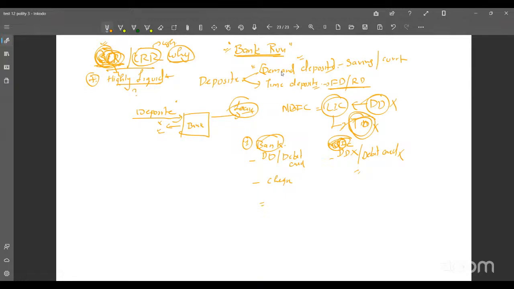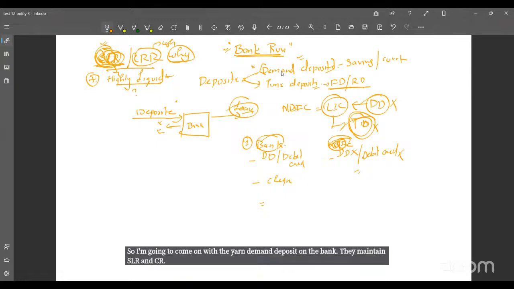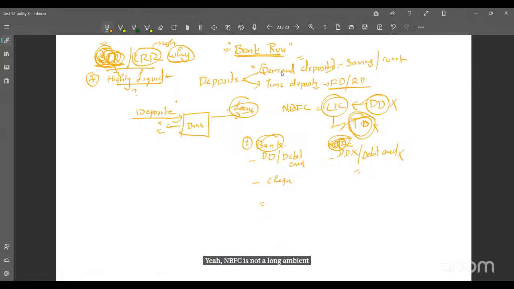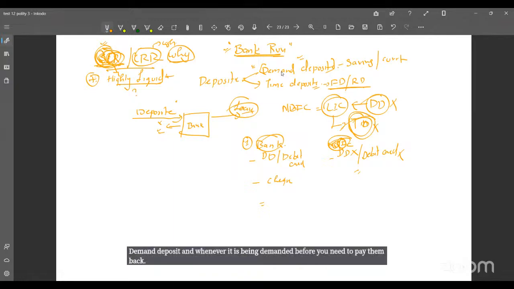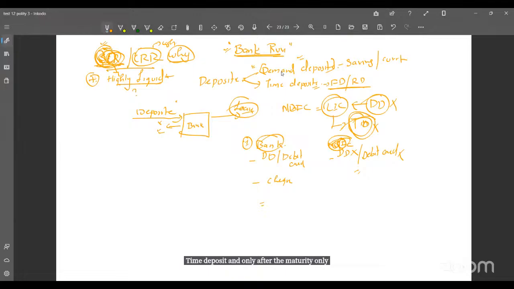ஸோ ஏன் டிமாண்ட் டெபாசிட் பேங்க் வாங்க முடியும் அப்படின்னு பாத்தீங்கன்னா, they maintain SLR and CRR. ஏன் என்பிஎஃப்சிஸ்னால வாங்க முடியாதுன்னா, they don't maintain SLR and CRR. டிமாண்ட் டெபாசிட்னா என்ன அர்த்தம்? Whenever it has been demanded for, you need to pay them back. Time deposit னா என்ன? Only after the maturity you have to pay them. That is what you have to understand.